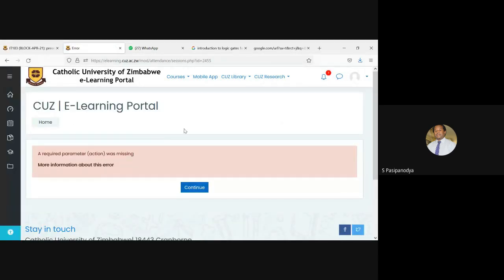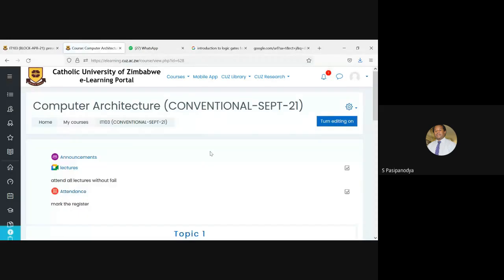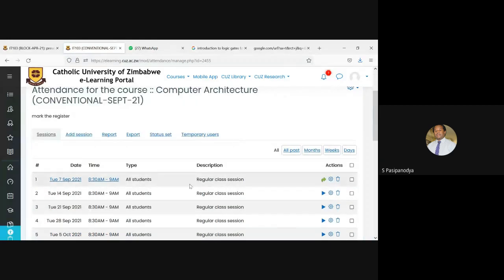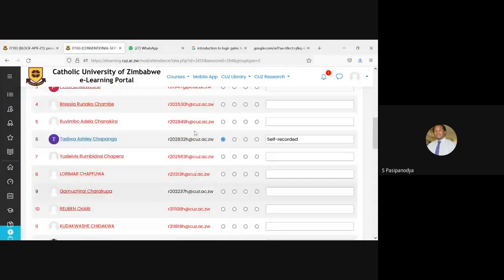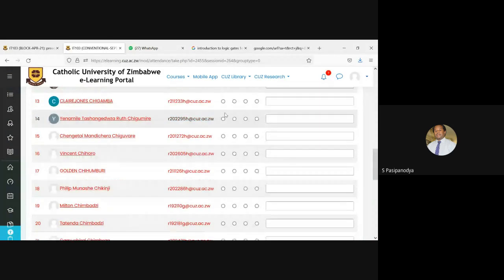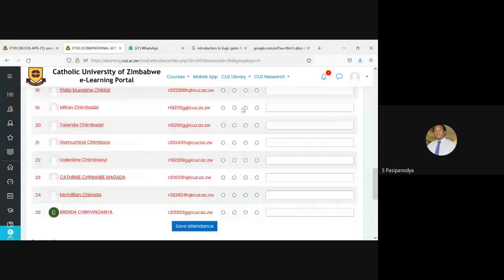On my end, this is what I will see. I will see that a specific student has marked the register today, and they've marked themselves as present. So if you mark the register, you're most likely going to appear here.